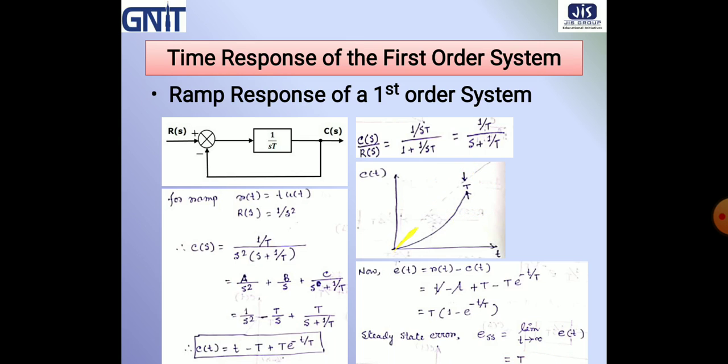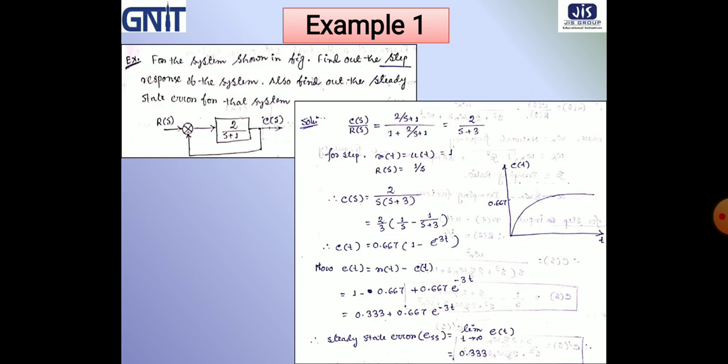If this is our ramp signal input, and this is our output response c(t), the difference between the input signal, that is r(t), and the output signal c(t) is known as steady state error at t tends to infinity, which is capital T.